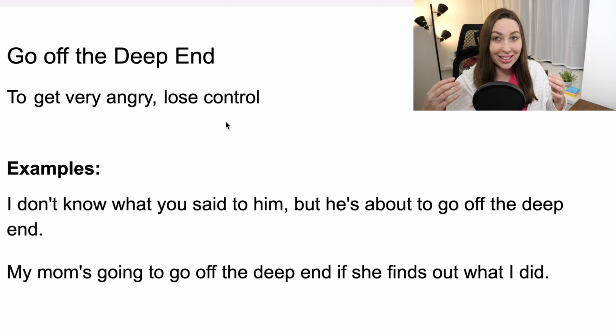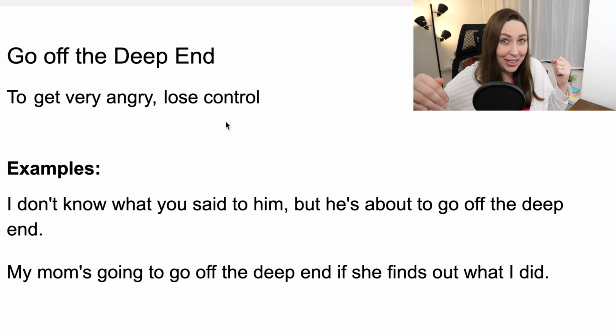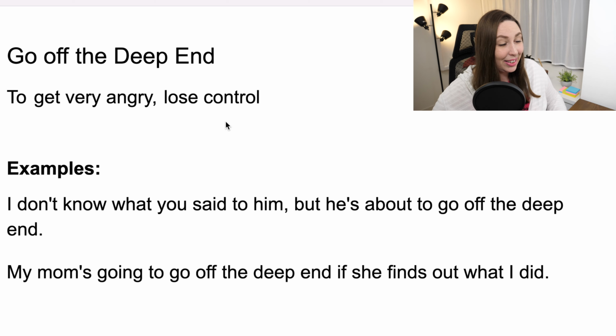For some reason, we use this expression, go off the deep end. I always imagined it as a kind of swimming pool. We have the shallow end where kids can play in the pool, and we have the deep end where you have to dive off the diving board. You can go very deep. So when someone goes off the deep end, it's like they lose control. They're very, very angry.